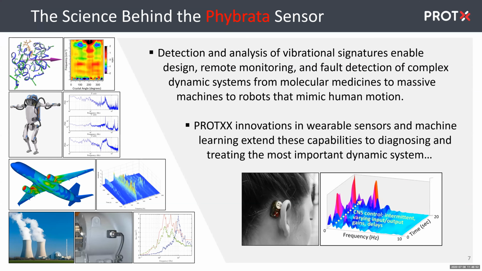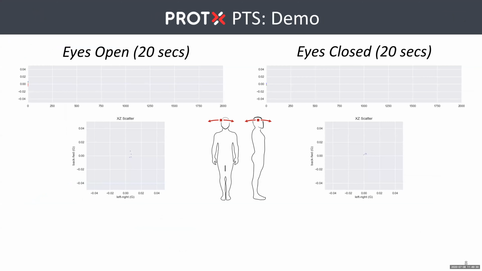The science behind the sensor: we've essentially adapted a very powerful tool from systems engineering, this detection and analysis of mechanical vibration signatures, something that already enables the design as well as remote monitoring and fault detection of very complex dynamic systems, everything from molecular medicines to massive machines, robots that mimic human motion. There's a link to what we're doing. Our own innovations in wearable devices and machine learning extend these capabilities to diagnosing and treating the most complex dynamic system that we know, which is our own human physiology.